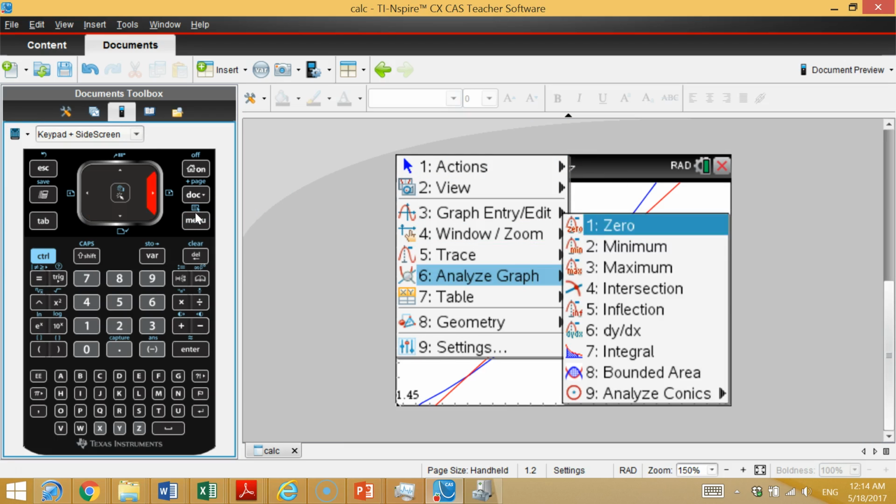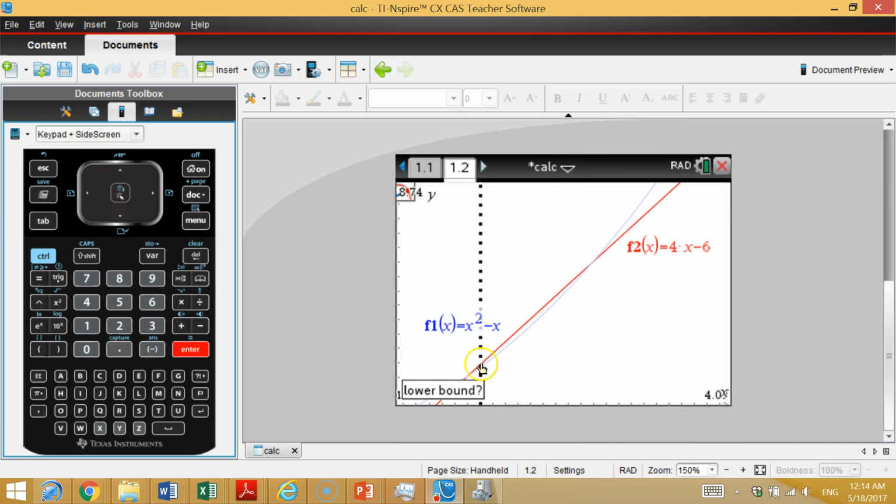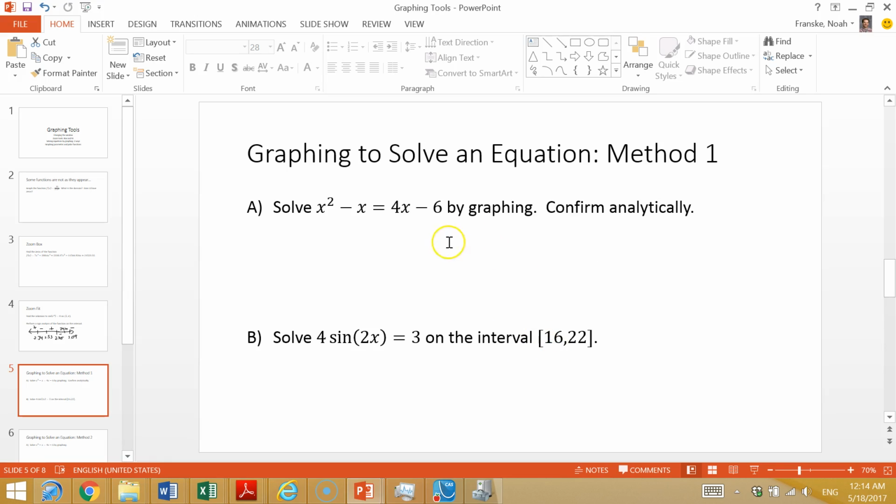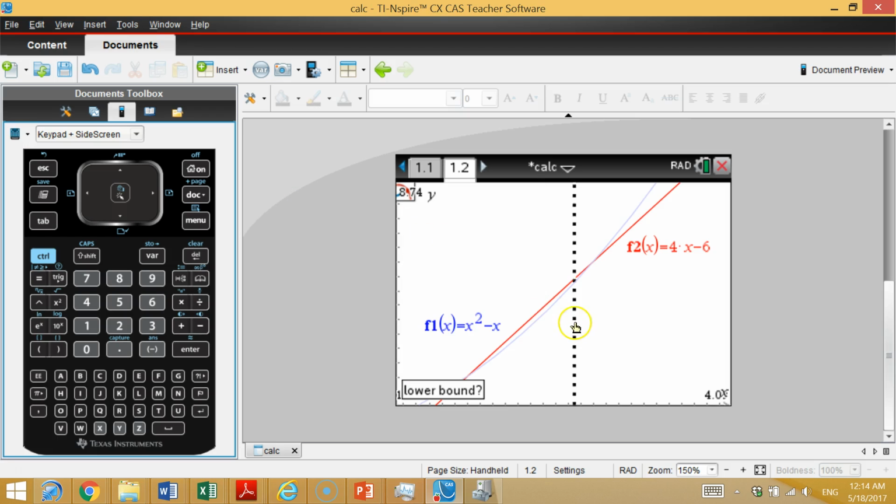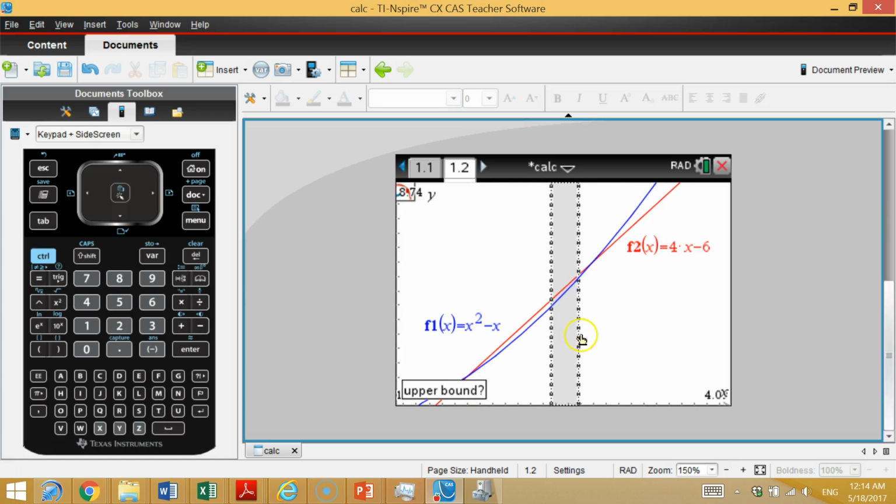So I'm going to go Menu, Analyze Graph, Intersection. And, oh, sorry, we should talk about why I'm doing an intersection. I want an intersection because there's an x value that makes both of these sides the same. When we're at that x value, that's the solution to the equation. So let's find this intersection on the right here. So I'm going to sweep through. Intersection right at 3, 6, and let's find this other one as well.